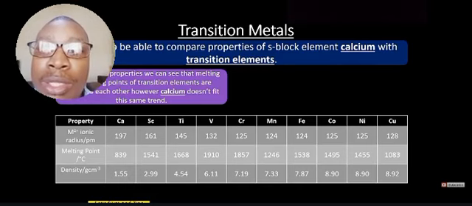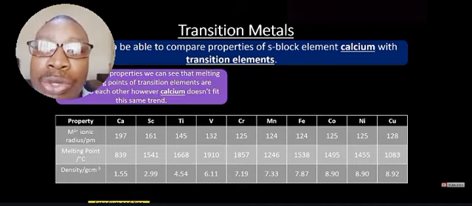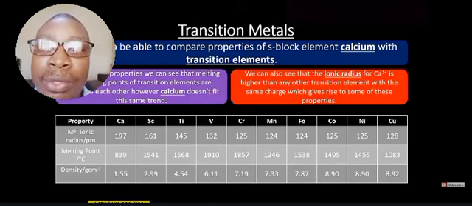This is generally due to the increase in nuclear charge. You realize that your transition elements are going to have a high nuclear charge compared to most of the S-block elements. So that means they are going to be able to attract electrons with a greater force. So in those metallic bonds, the transition elements will be able to form stronger metallic bonds.